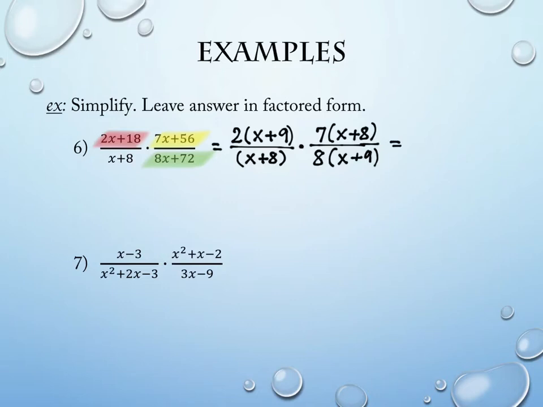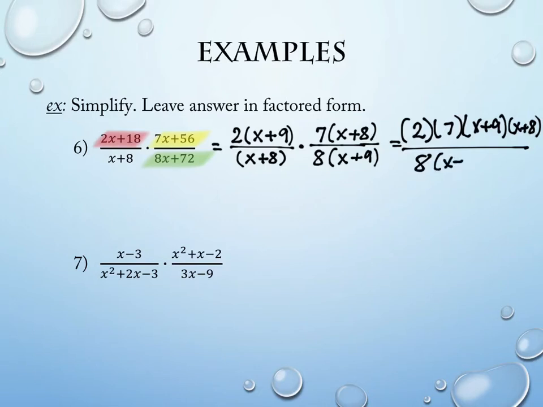One option is to simply mush it all together, so to speak. I have 2. I have a 7. I'll put them just beside each other. I have an x plus 9, and I have an x plus 8. And then in the denominator, I have an 8. I usually put the coefficients in front. I have an x plus 8, and I have an x plus 9.